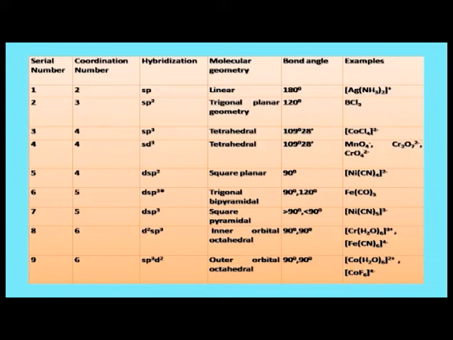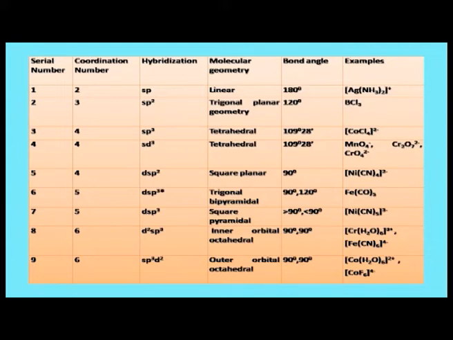Here, the 2 involved d orbitals are from the n-1 energy level, that is, from the penultimate shell. Obviously, the energy of the 6 d2sp3 hybridized orbitals is lower than that of the 6 sp3d2 hybridized orbitals. Here in the table, coordination number, hybridization and molecular geometry are summarized.